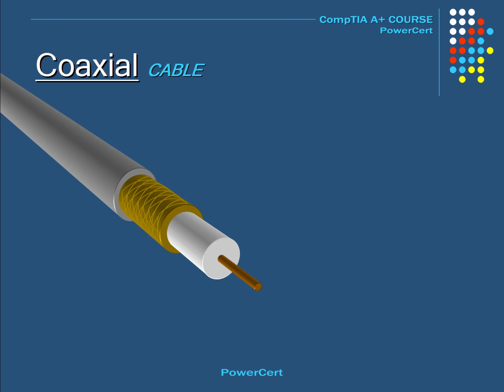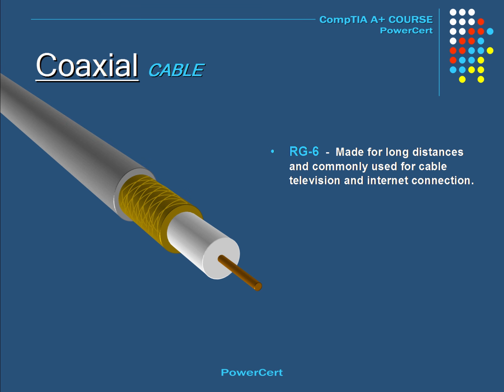There are two common types of coaxial cable that you would need to know for the exam. The first is RG6. This is made for long distances and is commonly used for cable television and internet connection. The second type is RG59. This is made for short distances and is commonly used for high definition and high quality video.